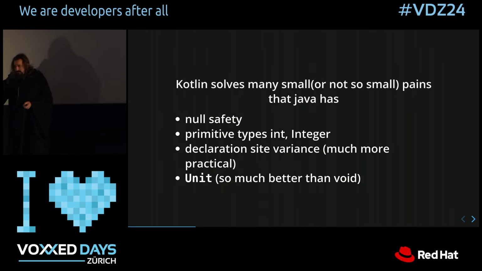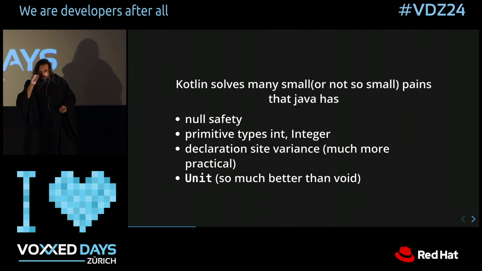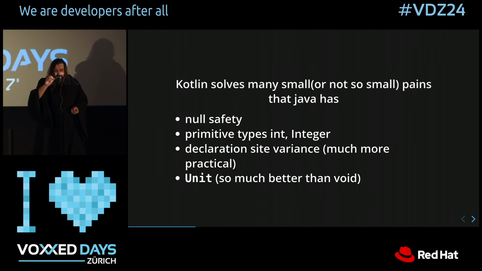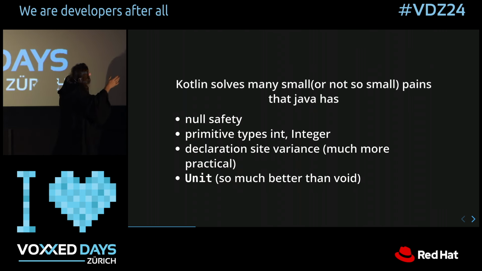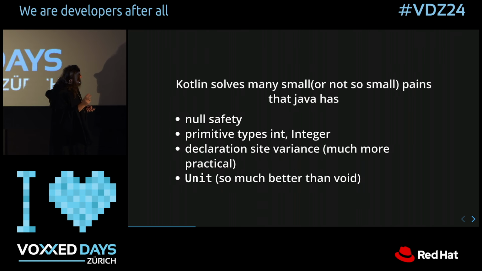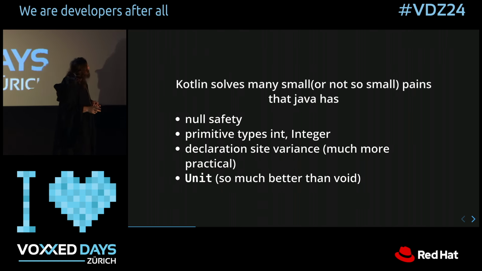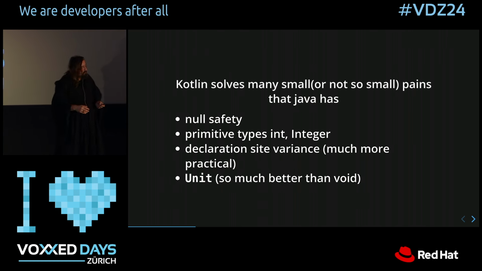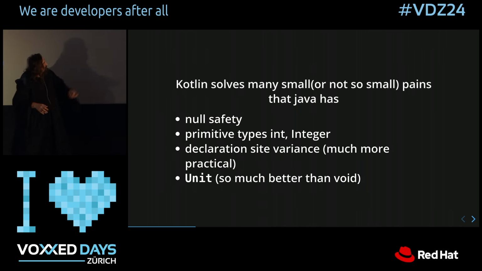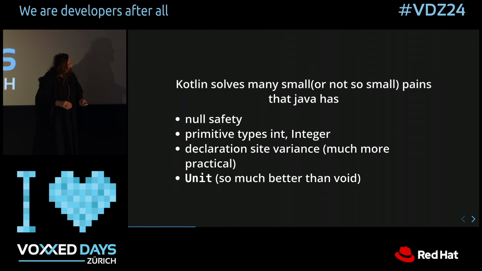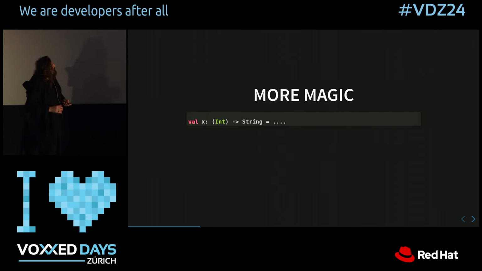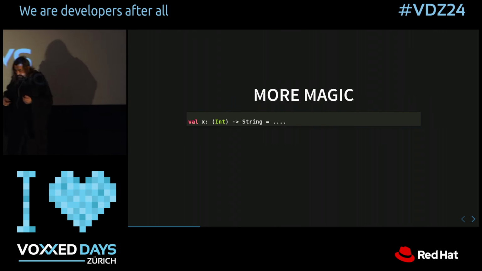So where you use this, you remember from Java, this super, extends, question mark, something, something, when you work with generics. In Kotlin, they use it differently, there is a different approach to where you put that information. And basically C# also went this way as Kotlin. It's so much easier to use. And at the end, small things like Unit instead of void, which again makes everything more regular. But okay, what I will show you is mostly magic in this talk.